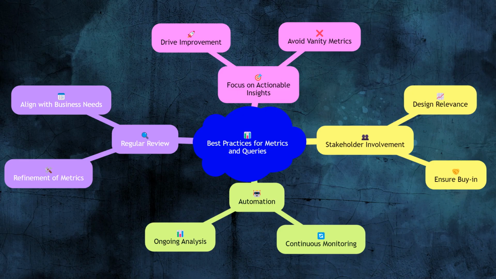Based on the case study and industry experience, several best practices and lessons learned can be identified. First, it's important to involve stakeholders in the design of metrics and queries to ensure relevance and buy-in. Second, automation is key to ensuring continuous monitoring and analysis. Third, regular review and refinement of metrics and queries are essential to keep them aligned with evolving business needs. Finally, it's crucial to focus on actionable insights rather than vanity metrics. By following these best practices, teams can maximize the value of their metrics and queries and drive continuous improvement.